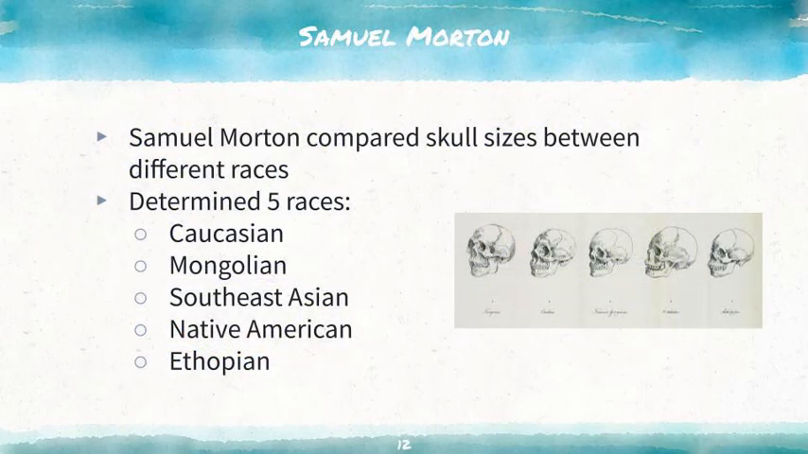The origins of scientific racism came from a well-known scientist from the 1800s named Samuel Morton. He compared skull sizes between different races and determined that there were 5 distinct races: Caucasian, Mongolian, Southeast Asian, Native American, and Ethiopian. The research that he had done laid the foundation of using human phenotypic variation to justify all of the differences seen between different racial groups. His ideas were formed before there was a knowledge of DNA and how it worked. Researchers later compared genomic sequences between people of different races and determined that the idea of race has no genetic or scientific basis.